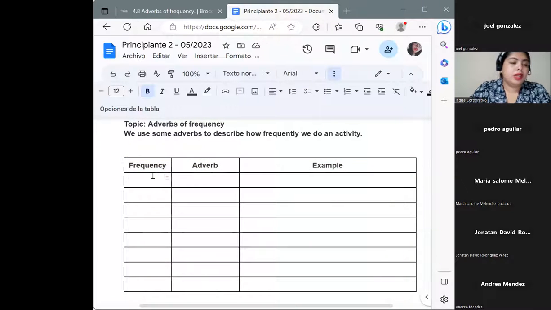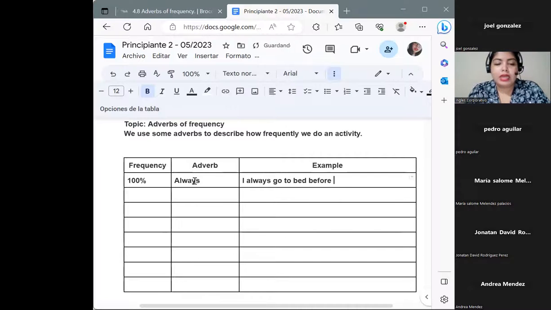Like this. So in this case, we have 100%. Tenemos 100%. I mean, this one is here. And in this case, we already know what is the adverb that we are going to use for the 100%. Ya sabemos que para el 100% de frecuencia tenemos la palabra always. Ahora, un ejemplo con esta palabra. I always go to bed before 11 p.m.